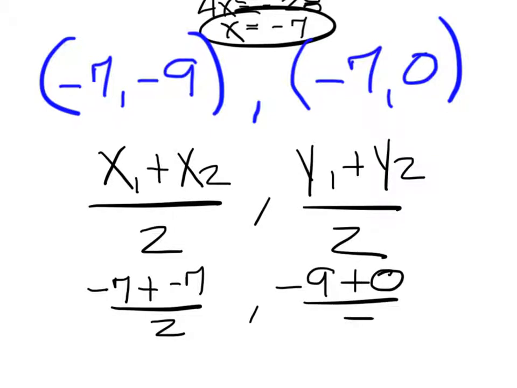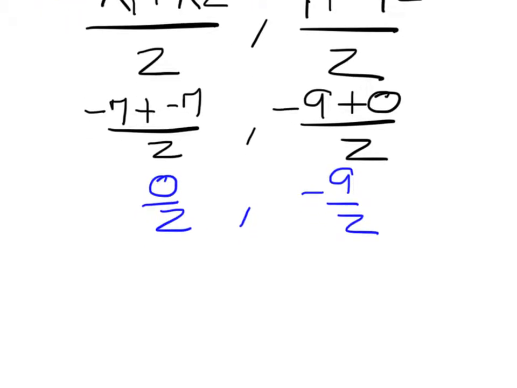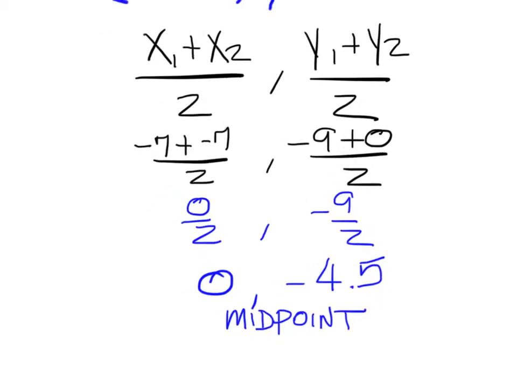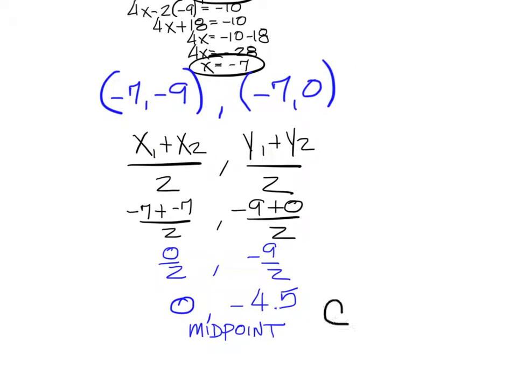0 over 2. And for the x value, you come up with negative 14 over 2, which is negative 7. For the y, it's negative 9 over 2. So we have negative 7, negative 4.5. And that is the midpoint between the two solutions of those systems. And that was answer C.